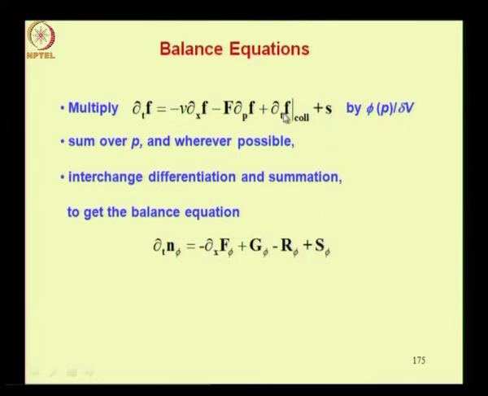So each of these terms, after manipulation as suggested here, namely multiplication by phi p by delta v, summation over p and interchange of differentiation and summation, will result in these terms. So let us derive the expression for various terms of this balance equation in terms of phi p and the terms of the Boltzmann transport equation.